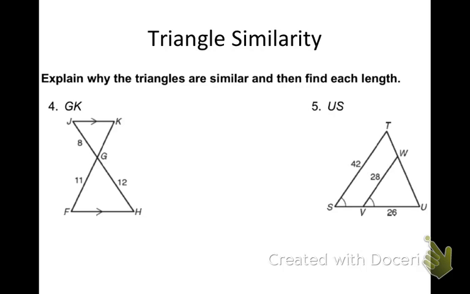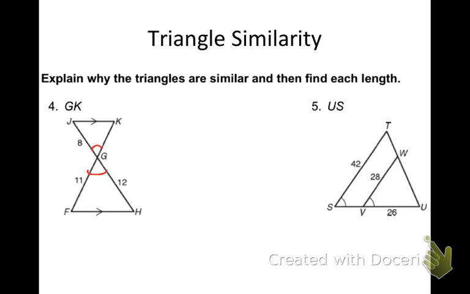Number 4: explain why the triangles are similar and then find each length. In these triangles, what's something right away you know to be true, Ryan? There are vertical angles right here. Those angles are the same. I agree. What is something else you know to be true, Drew? They are parallel. Yeah, JK and FH are parallel. The arrow marks right here indicate they're parallel.